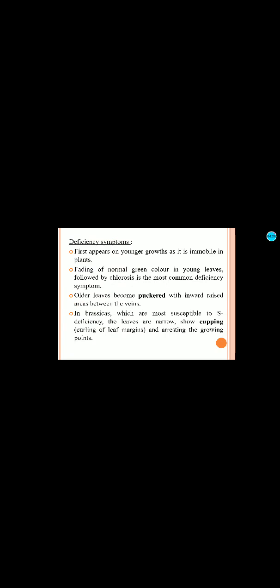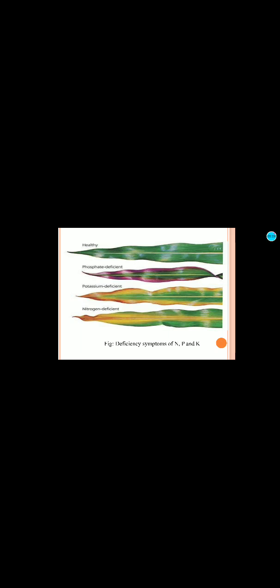Then deficiency symptoms first appear on younger growth, as sulfur is immobile in plants. There is fading of the normal green color in young leaves, followed by chlorosis, which is the most common deficiency symptom. Then older leaves become puckered with inward raised areas between the veins. In brassicas, which are most susceptible to sulfur deficiency, the leaves are narrow, show cupping, and the growing points are arrested.